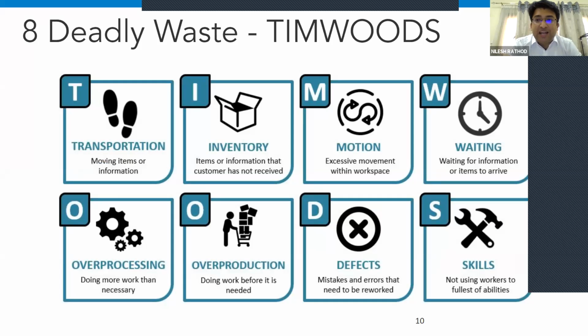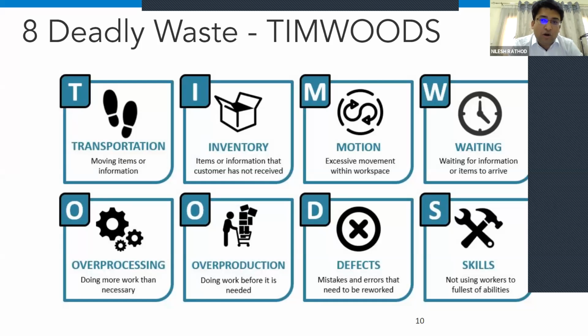Moving next, there are 8 deadly wastes always present in our processes. And what are these 8 deadly wastes? Earlier it was known as the 7 deadly wastes. Now they have added one more waste known as skills. So let's have a look at each and every waste. So the first waste is transportation. Because of poor layout, when a forklift or any material handling equipment travels from one location to another, it leads to transportation waste. Unnecessary movements of material handling equipment lead to transportation waste. So the reason is poor layout.